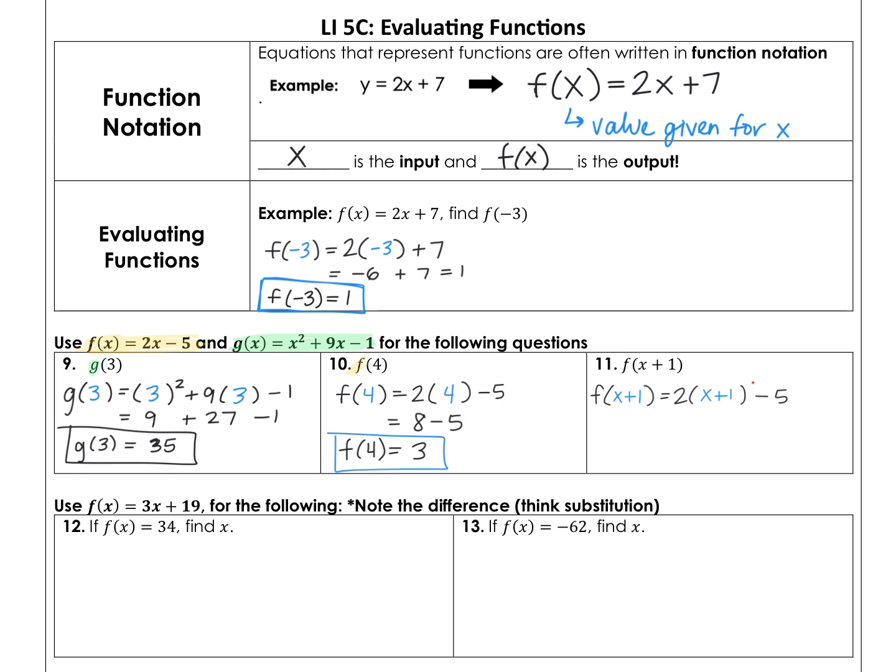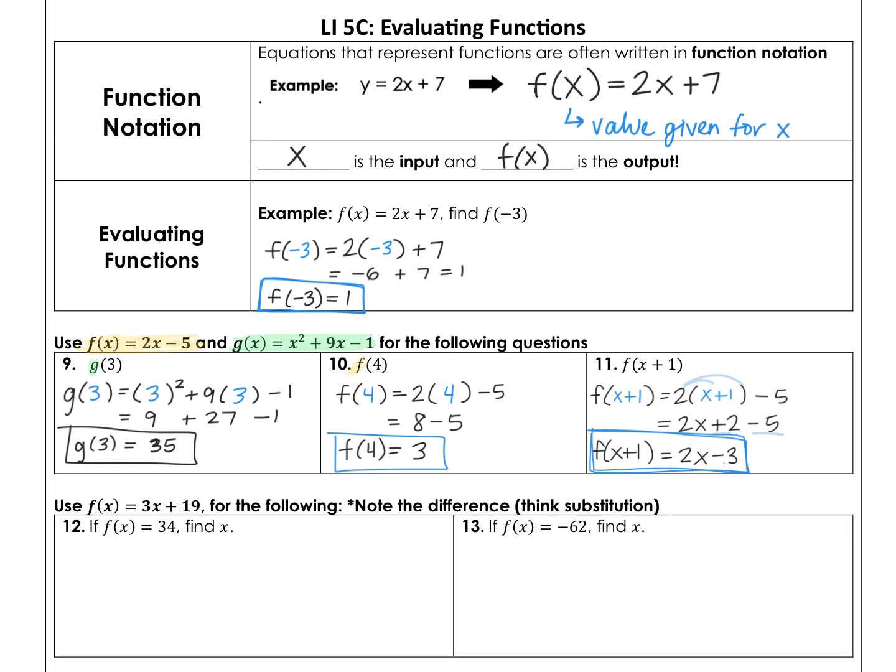Remember, you were just evaluating the right side, trying to figure out what that's going to become. What do you think you should do? Distribute. So this would become 2x plus 2. And now you do have some like terms here, so of course you should combine those and get 2x minus 3. So when I plug in x plus 1, it changes a little bit and becomes 2x minus 3. That's as far as you can go.